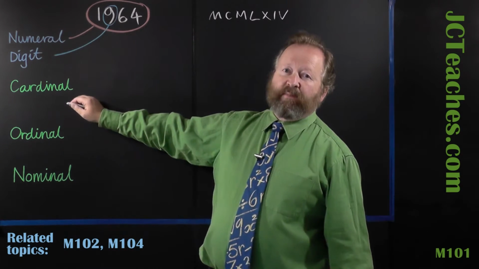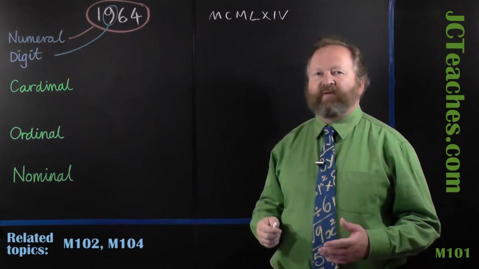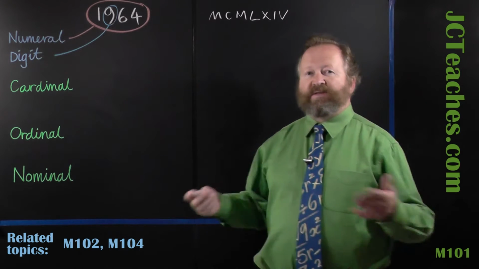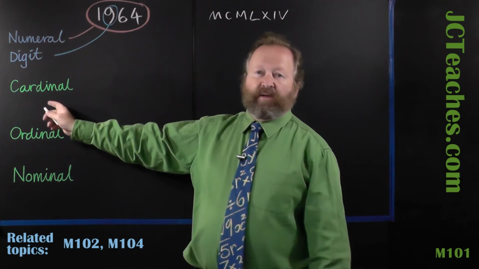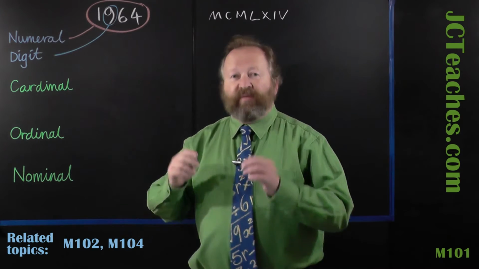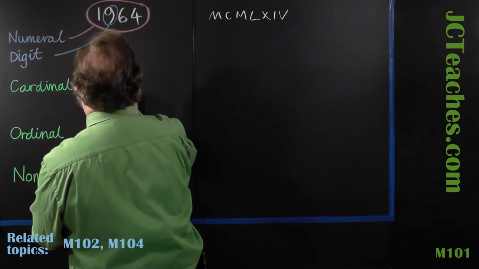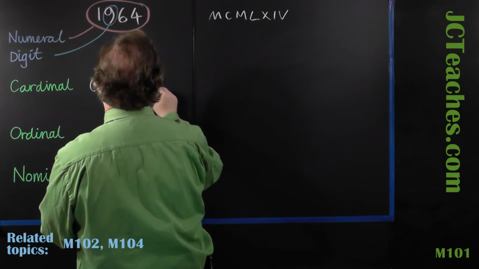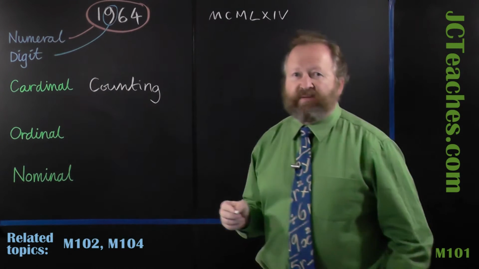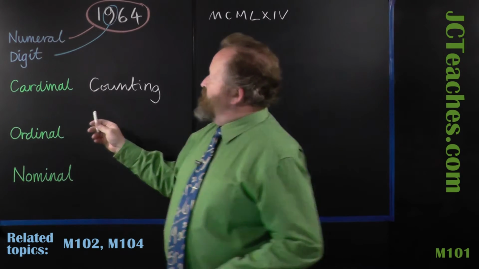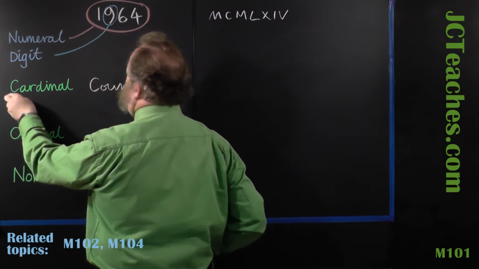Firstly, a cardinal number is the sort of number that you have when you are counting. So if you're counting things and there's a certain number of them, that will be a cardinal number. So that is a number of objects when we're counting. So I'll put counting after that. That's a counting number. Begins with a C, C for counting. That's probably the best way to remember that one.